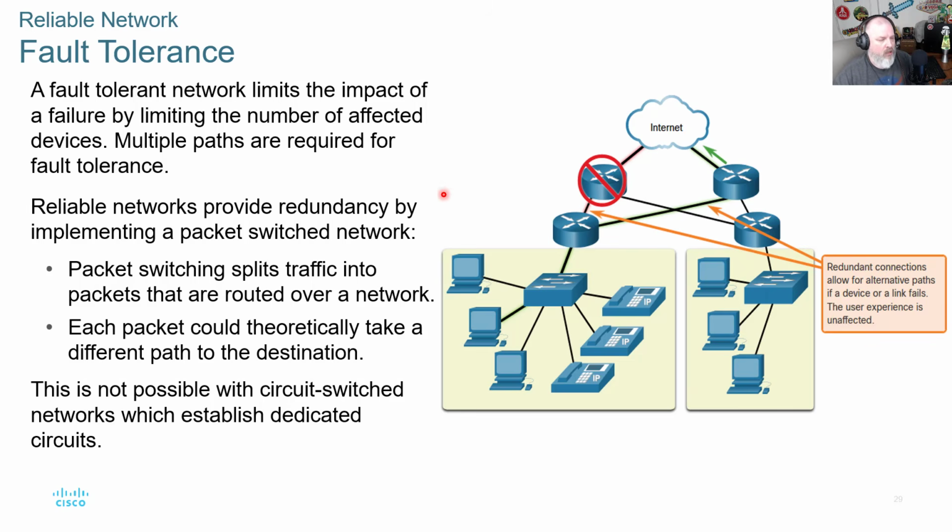It provides redundancy by implementing a packet switched network. So packet switching splits traffic into packets that are routed over a network. And each packet could theoretically take a different path to its destination.